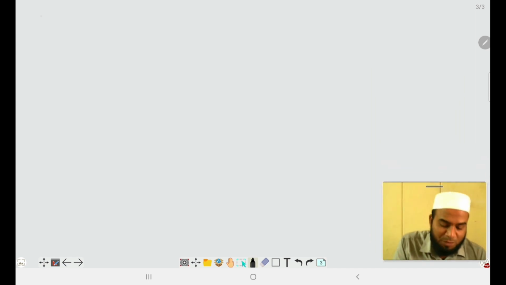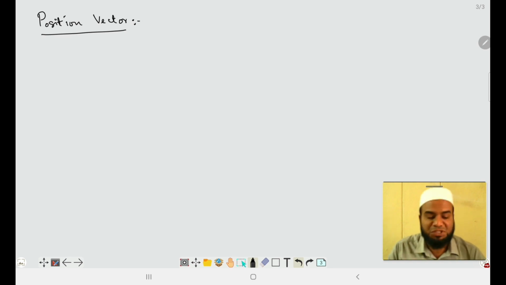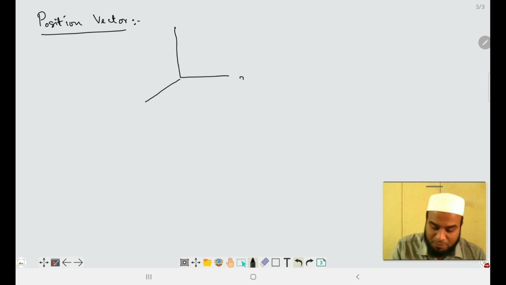Right, next topic is position vector. So how do we define this position vector? Suppose I am having xyz coordinates, x coordinate, y, and this is z. Let there be a point in xyz coordinates. This point is given by P of x comma y comma z, right?